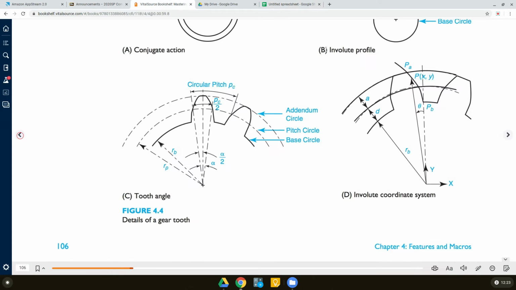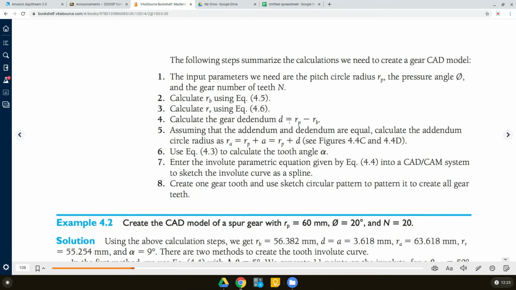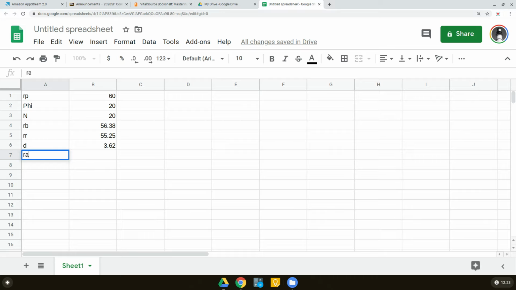Let's go back to instructions. So after calculating dedendum, assuming that the addendum and dedendum are equal, calculate the addendum circle radius, which is rp plus a, or which is same as rp plus d. So Ra, which is addendum circle radius, the outermost circle on the gear, is equal to pitch circle radius plus dedendum. Okay, so that gave us that value.